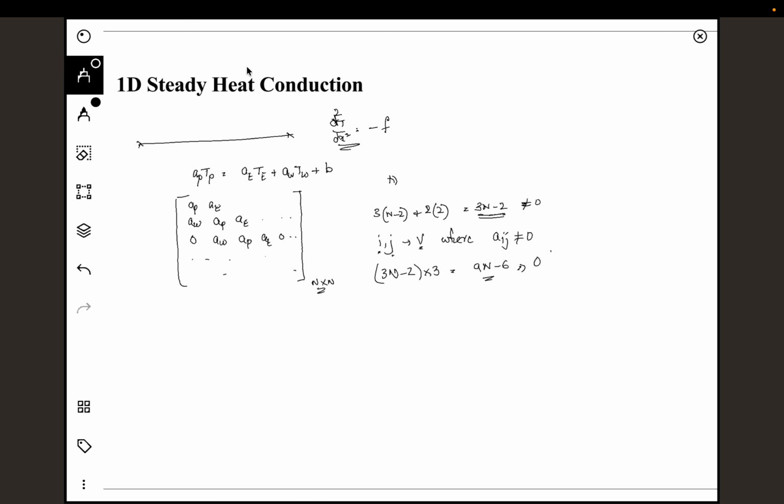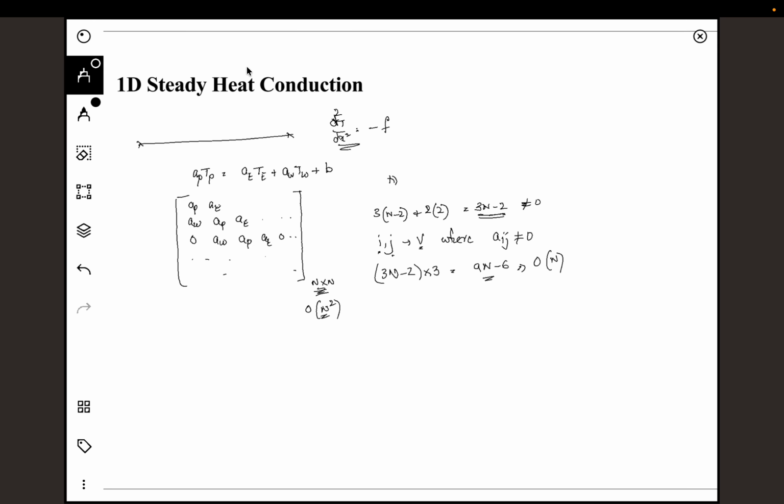So this will be 9n minus 6. This is of order n, it will scale linearly, while if I'm storing the entire matrix, this will scale quadratically. I'll have to store 10 power 6 things here, but here only around 10 power 5, so one order of reduction. That is the main advantage with sparse arrays.